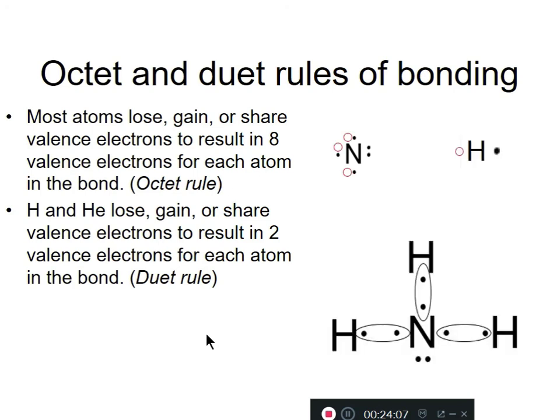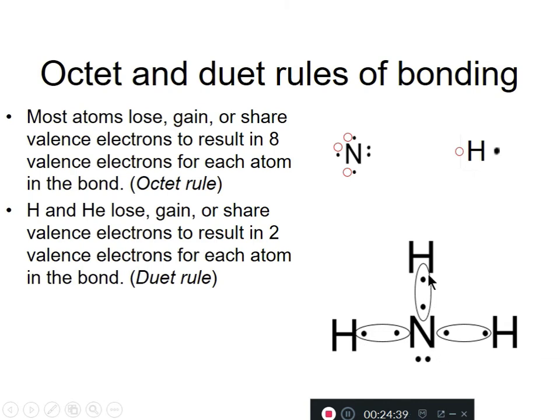Okay, so if we look at this nitrogen, remember, nitrogen has 5 valence electrons, so it needs 3 more to get 8, so it's going to make 3 chemical bonds. Hydrogen, on the other hand, has 1, it's going for a duet, it can only form 1 more. It can gain 1 more, or it can share 1 more in a covalent bond, so it's going to form 1 chemical bond.